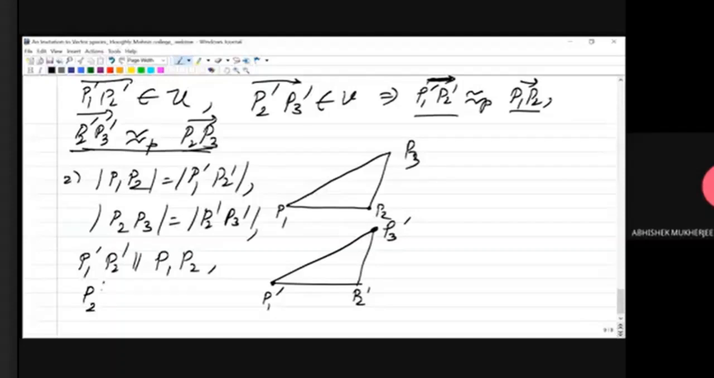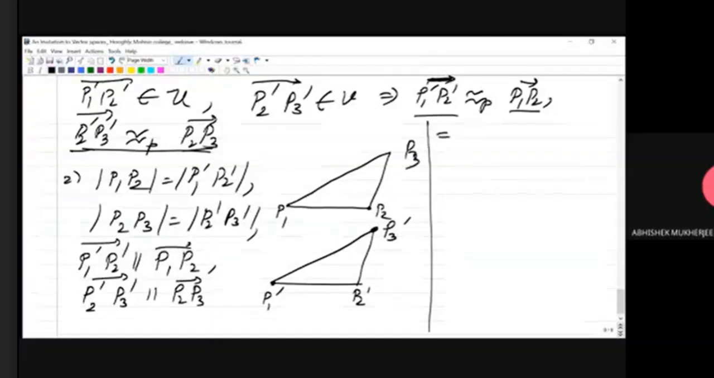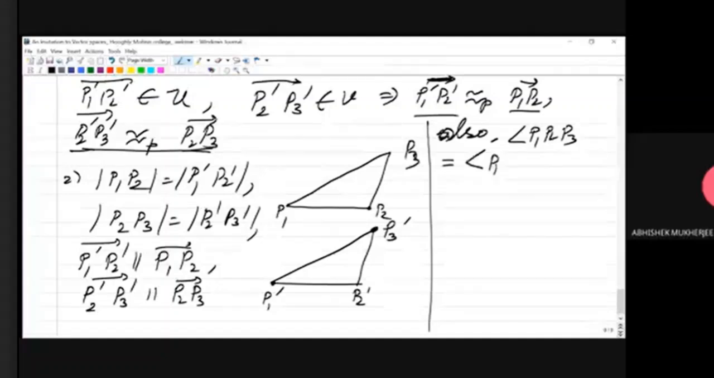So this is, yes, fine. Now this angle is also... you have that the angle P1, P2, P3 is equal to the angle P1 dashed, P2 dashed, P3 dashed.